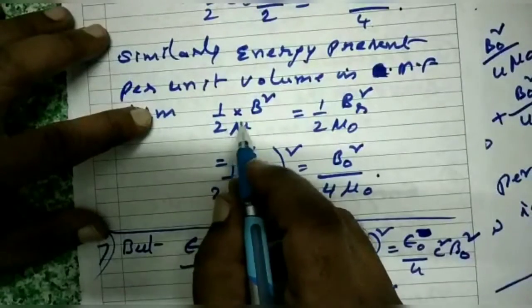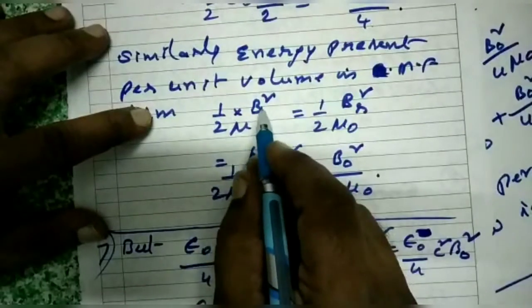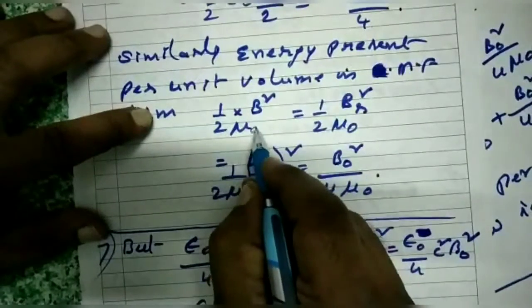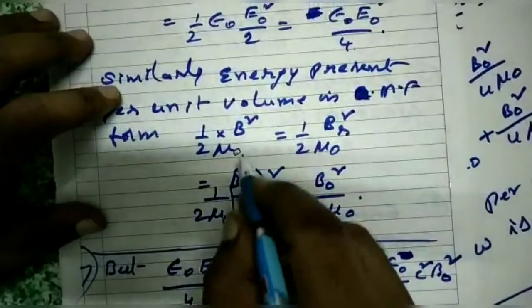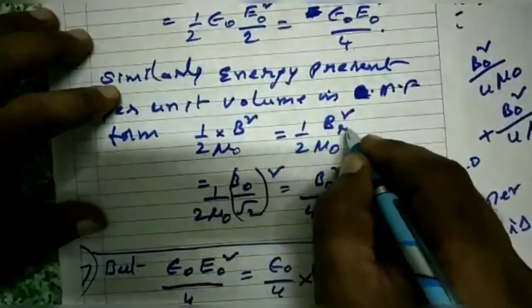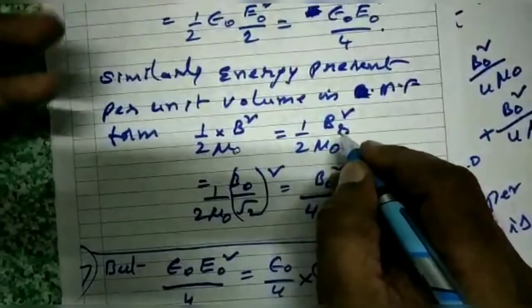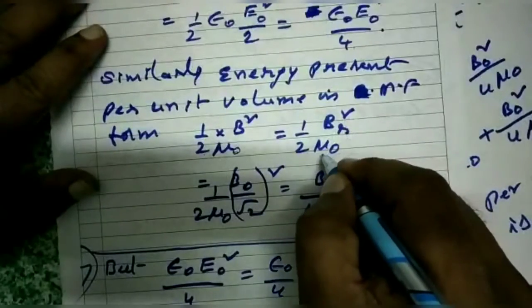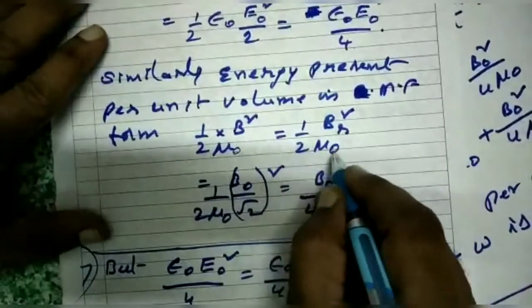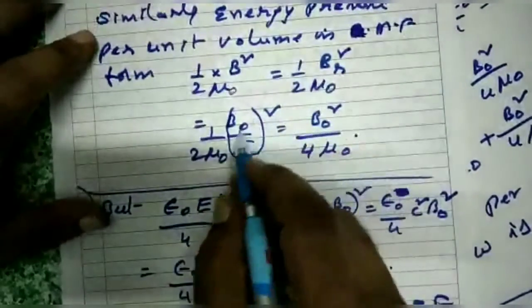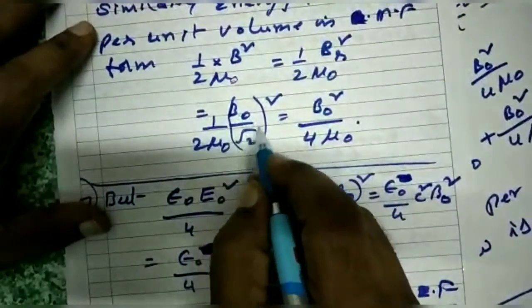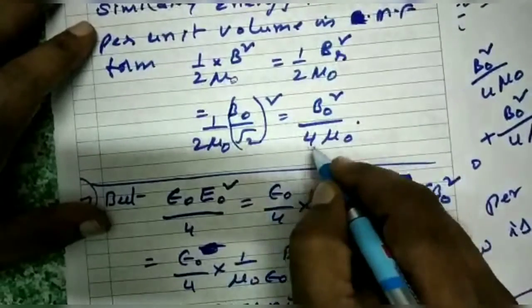When inductors are studied, we studied this. Energy present per unit volume is B square by 2 mu 0. Here the magnetic field is also varying with time. Then in the place of B, what should we write? We should write the RMS value, because the RMS value is called the DC equivalent. So that is why B square RMS by 2 mu 0. This is the energy present per unit volume in the form of magnetic field. But the RMS value is given by the peak value by root 2, B0 by root 2. That is why we get B0 square by 4 mu 0.